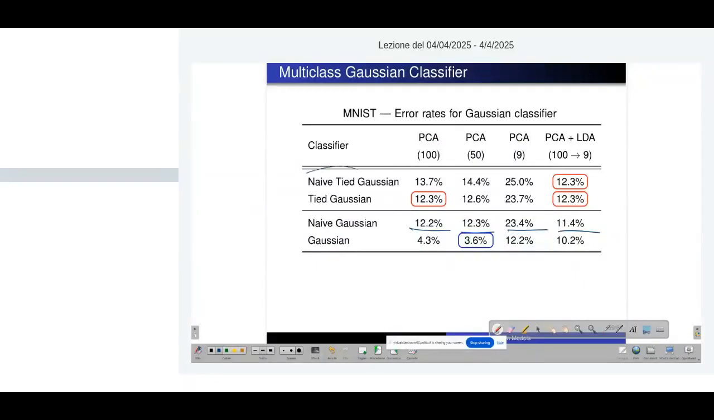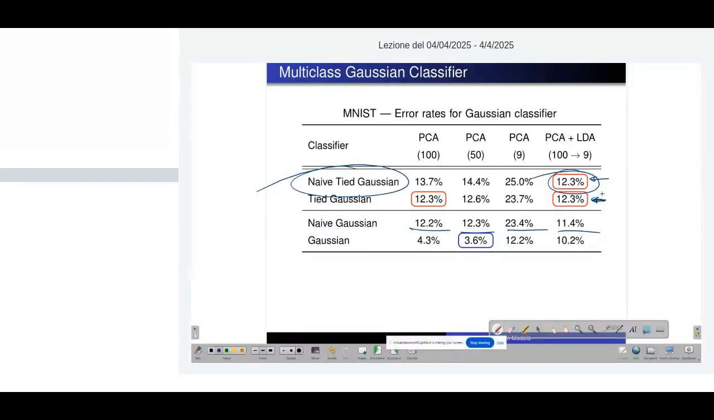Then finally, there is this naive tied model, where I also assume that the variance of each class is shared. So for each component, I assume that the variance is shared along the classes. Again, this gives us the same result. We didn't explain why for LDA, so I will not go into the details of why this happens.